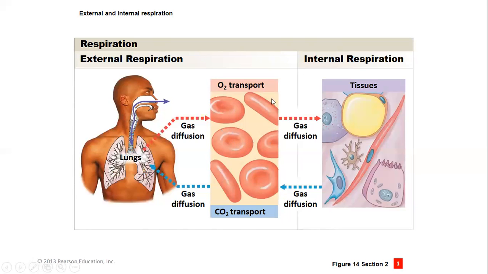The oxygen that's diffused into the blood during external respiration is transported by way of the blood to the tissue, where that oxygen is diffused out of the blood and into the tissue to be used for energy production. And carbon dioxide during energy production is produced and then diffused out of the tissue into the blood, into red blood cells, to be transported back to the lungs where external respiration occurs, and that carbon dioxide can be diffused into the alveoli and then breathed out. So it's one big circuit.